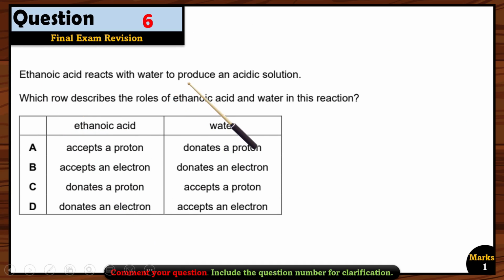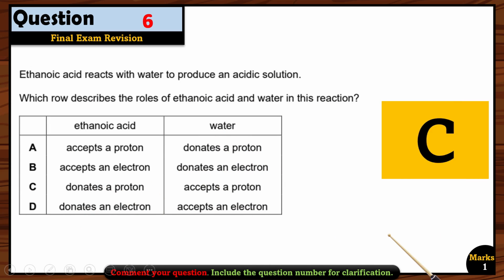Question 6. Ethanoic acid reacts with water to produce an acidic solution. Which row describes the role of ethanoic acid and water in this reaction? Remember that ethanoic acid is a weak acid, but the property of an acid is always that it donates a proton. So that will remain the same. It will donate a proton. And water, of course, is going to accept that proton. So option C is the right option over here.